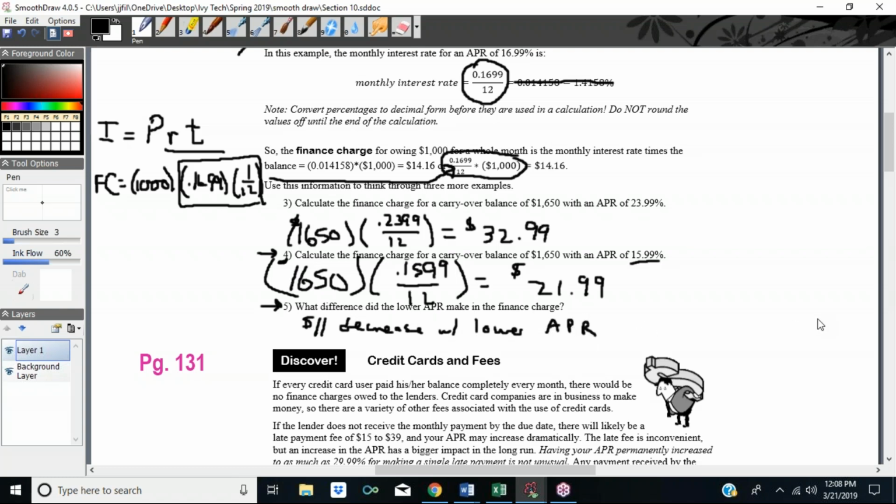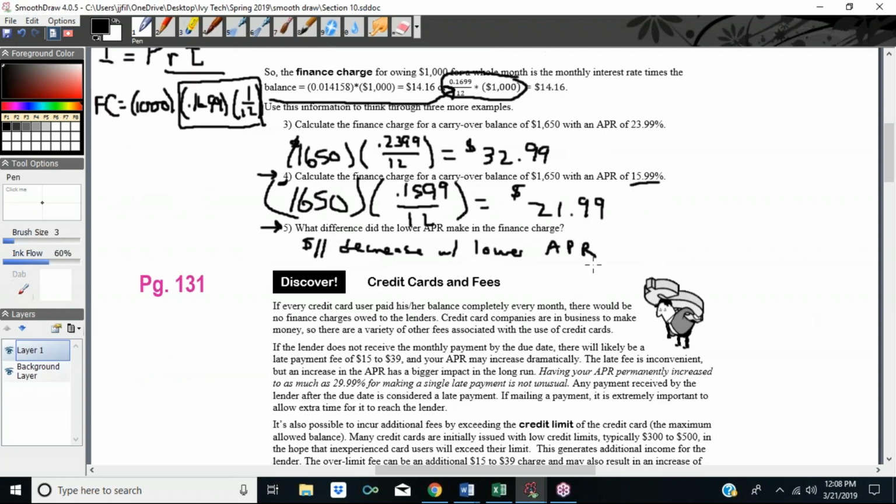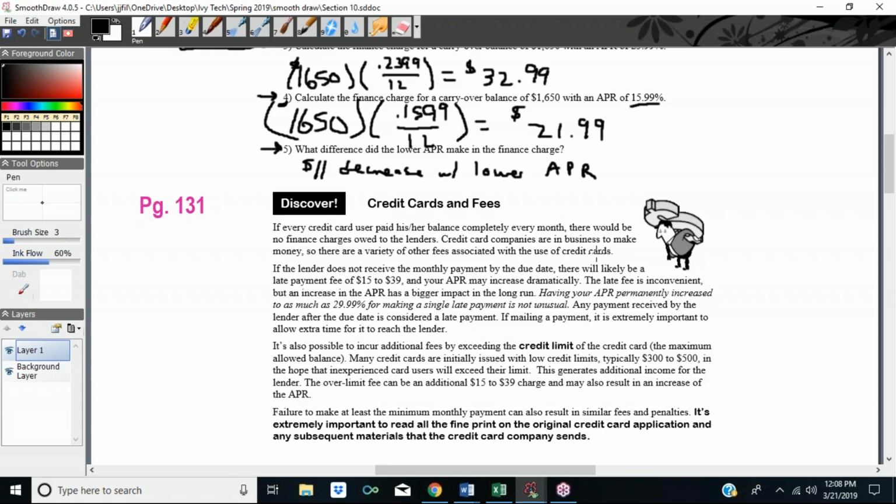Yeah, thanks, Alexandra. The lower APR does mean a lower finance charge, as long as you're talking about the same balance that you're using. So on the next page, we're looking at these credit card fees.